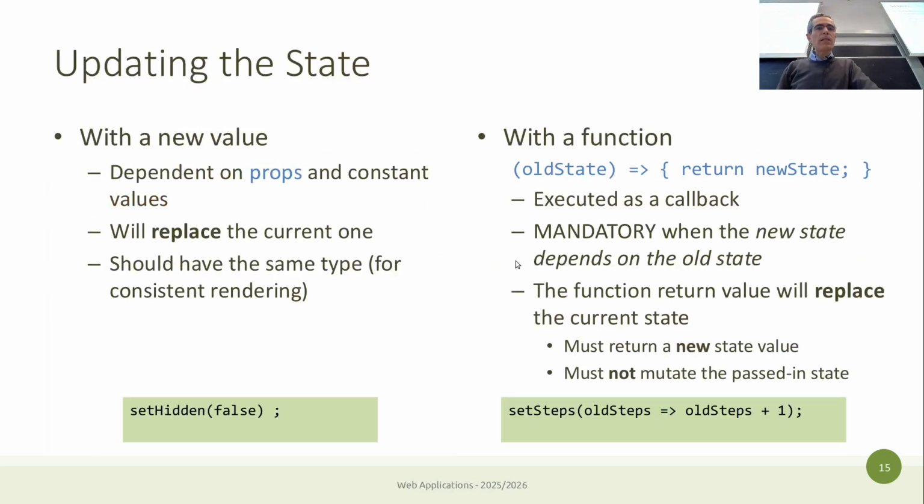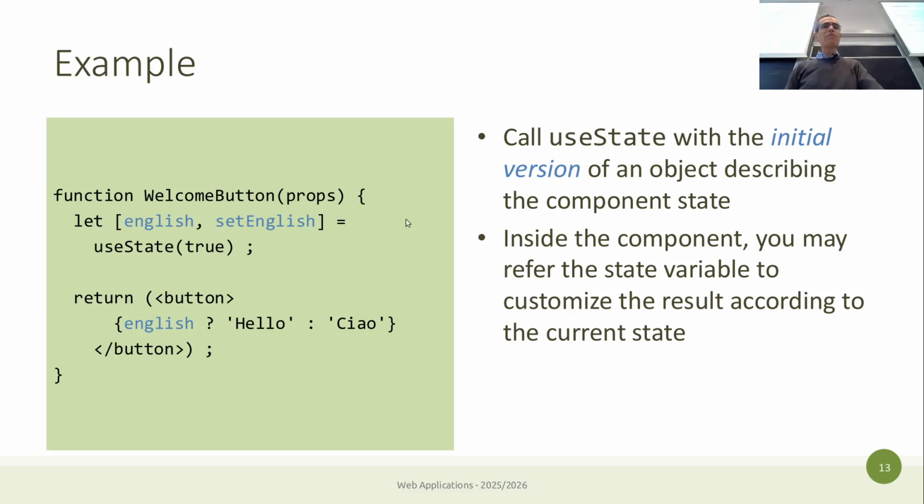Yes, a couple of slides and then we will do a test. Another example, welcome button, English, set English. Use state true, it is English. Return button: if English, hello, otherwise ciao, that's Italian for hello. Call use state with the initial version of an object or a value that describes the component state. Inside the component, you might refer to the state variable to customize the result according to the current state. Just JavaScript code.